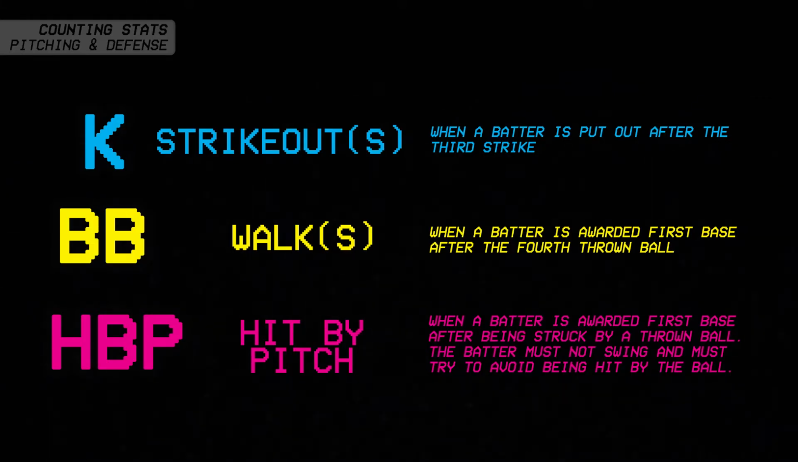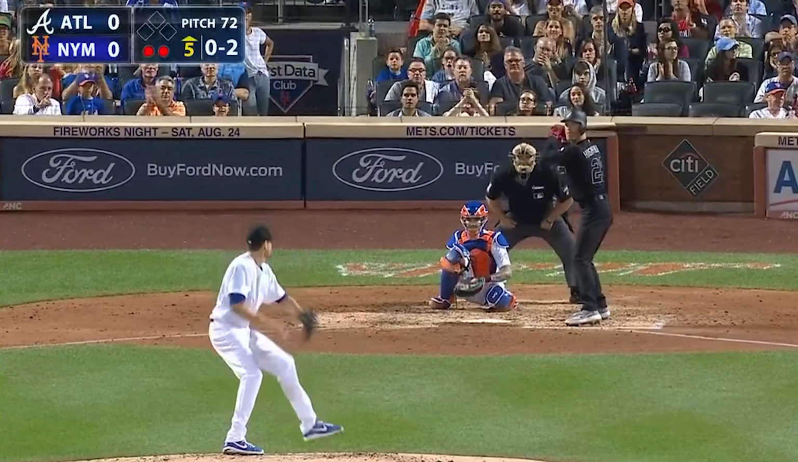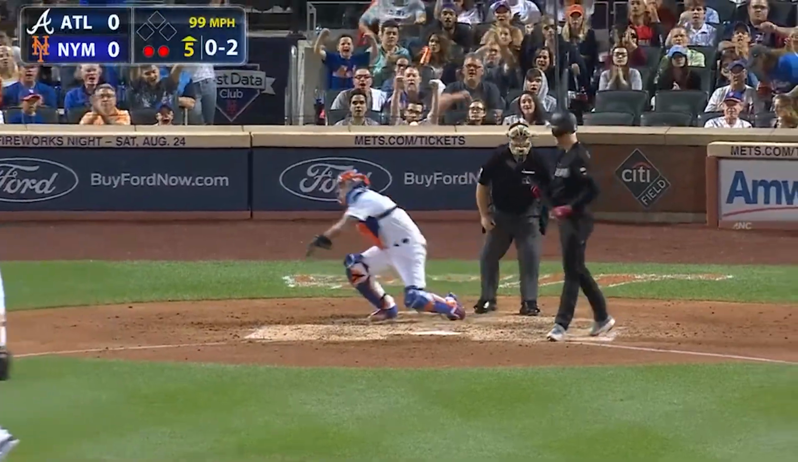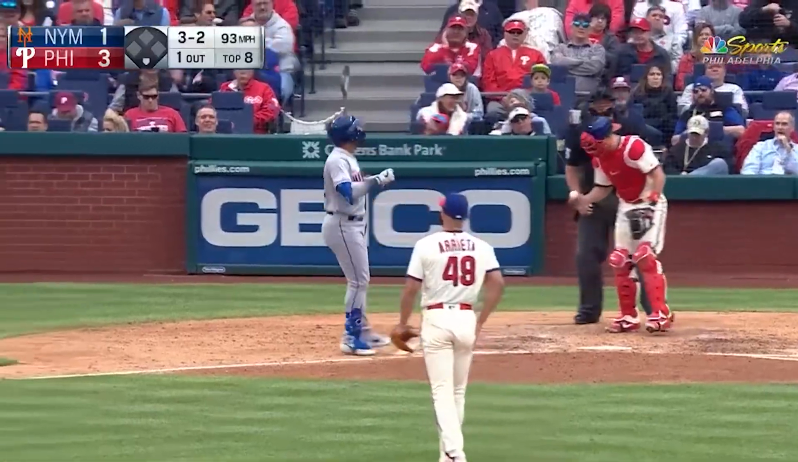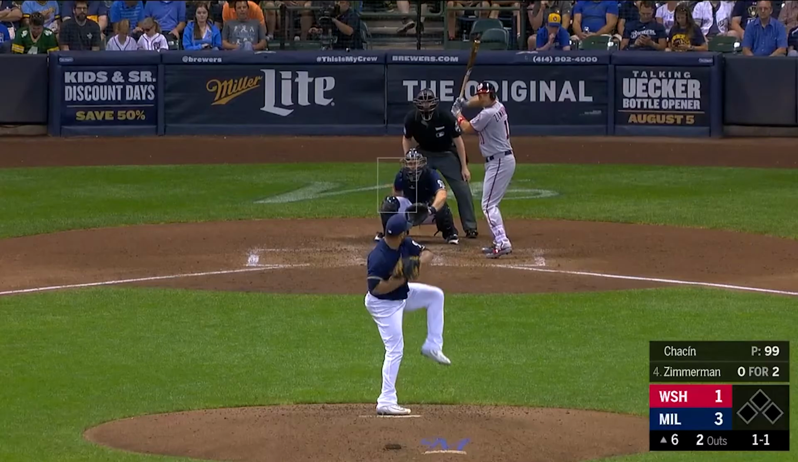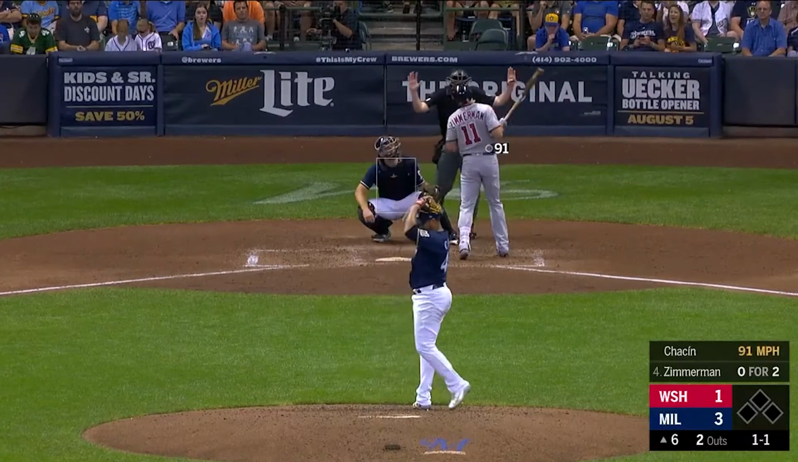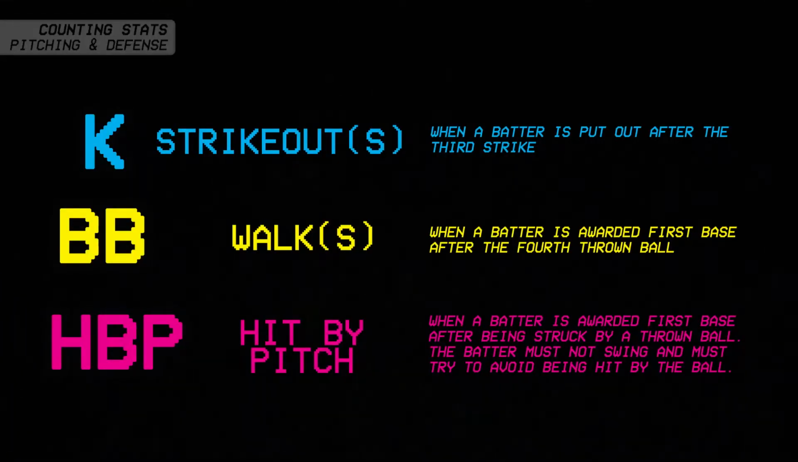A pitcher is credited with a strikeout when a batter is put out after a third strike. A pitcher is charged with a walk when a batter is awarded first base after the fourth thrown ball. And a pitcher is charged with a hit by pitch when the batter is awarded first base after being struck by a thrown ball. The abbreviations can be a little bit confusing at first because strikeout doesn't start with K and walk does not start with B. A base on ball is a synonym for a walk, and the letter W is reserved for a different stat that we'll get to in a bit. So that's why walk is abbreviated BB.